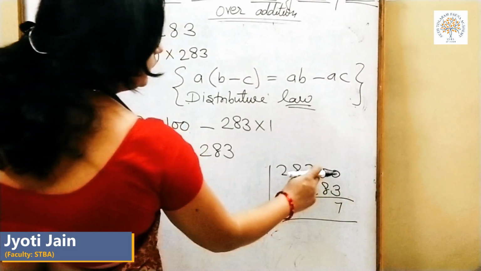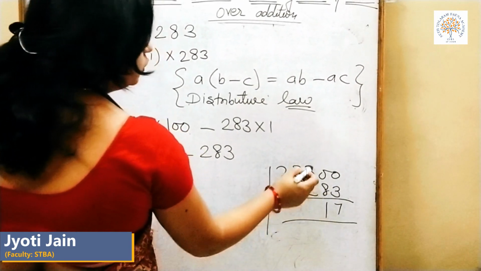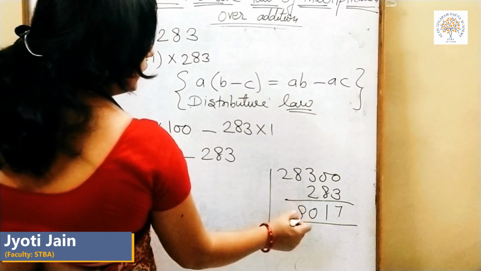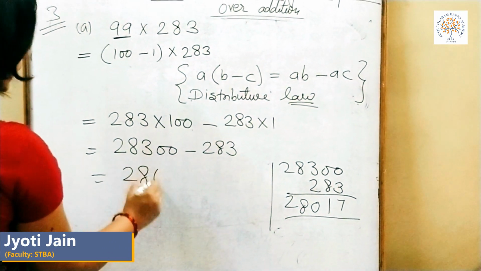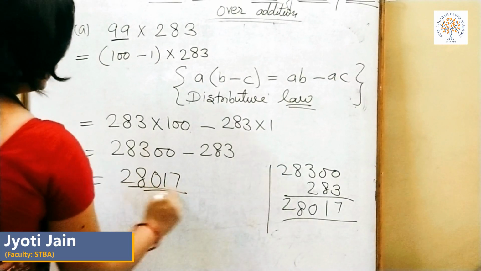So 10 minus 3 is 7. 9 minus 8 is 1. 2 minus 2 is 0. 8 as it is, 2 as it is. So the final answer is 28,070.